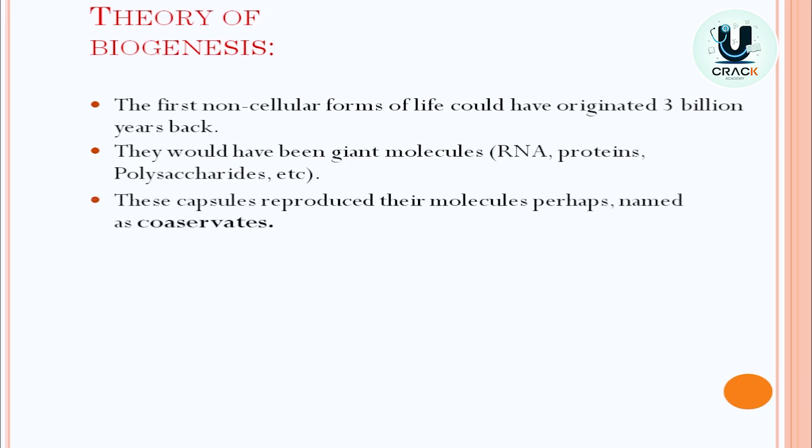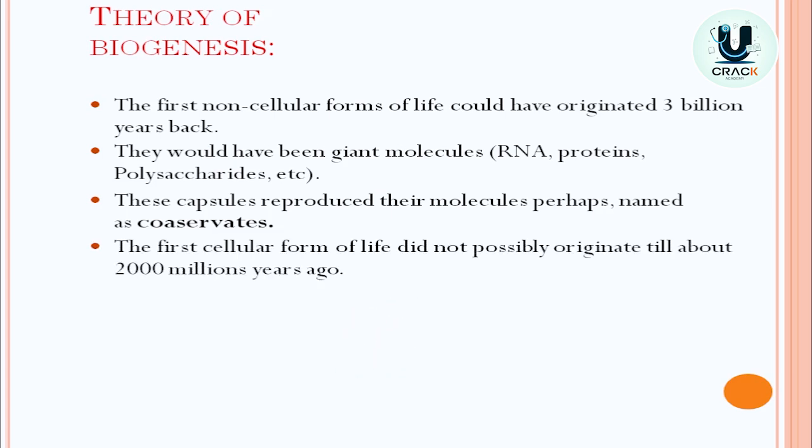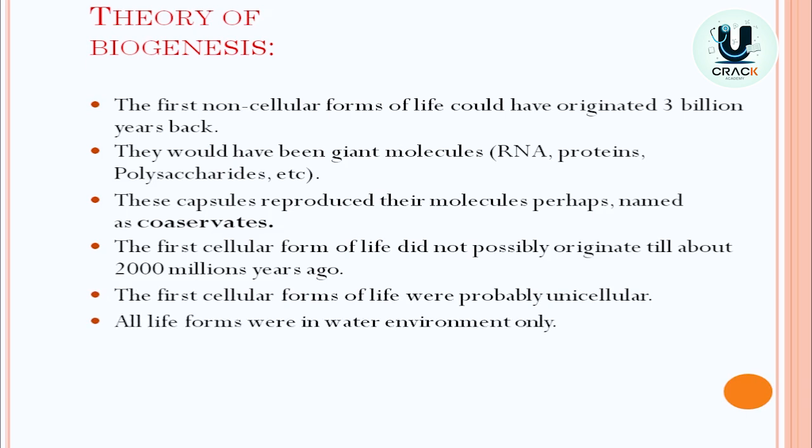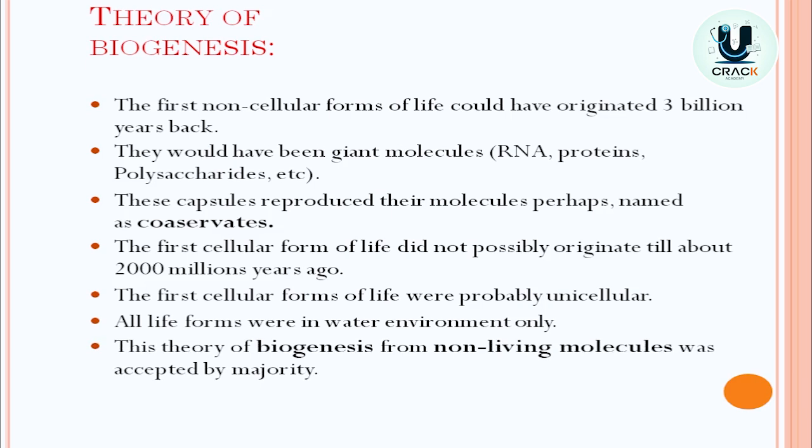These capsules reproduced their molecule, perhaps named as coacervates. If you take the first cellular form of life, it did not possibly originate till about 2000 million years ago. The first cellular forms are probably unicellular. All life forms were in water environment only. This theory of biogenesis from non-living molecules was accepted by the majority.